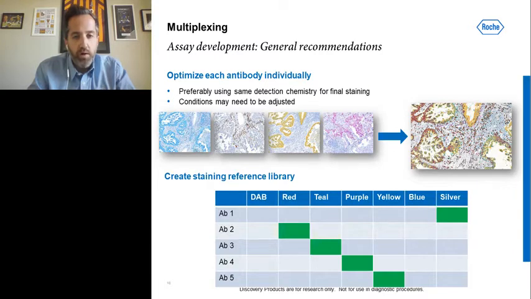If you were to dive straight into a 4 or 5-plex assay, it's very difficult to work out what may or may not have gone wrong with the assay if there are problems at the end of the staining run. By having that reference library, you can go back and ensure that everything is working effectively in each of the different detection methods.